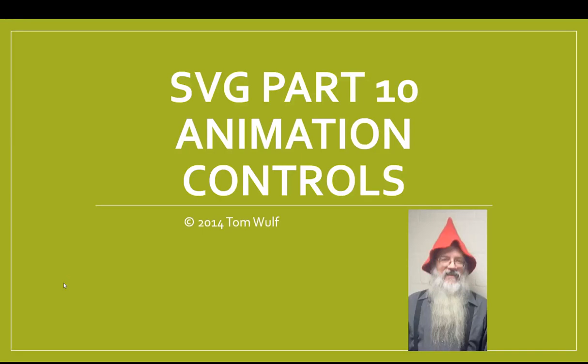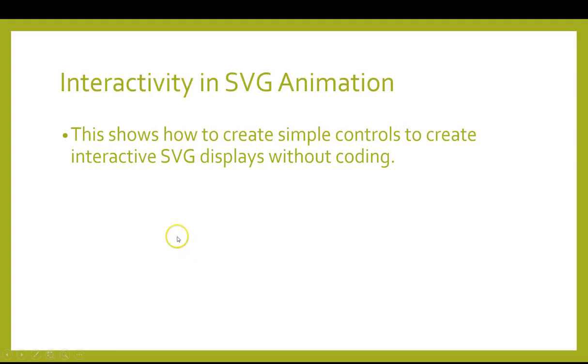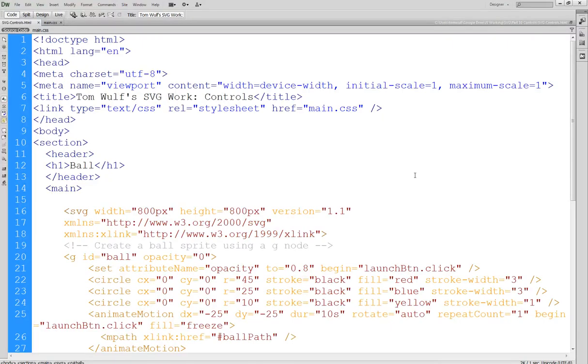So now we're going to look at how we can create simple animation controls in SVG. What's neat about this is you don't need to use any coding. This is part of the declarative SVG. So in this example, I'm going to create a little launcher where you can fire a ball and it'll follow a path, and the user will trigger that by pushing a button, and of course we'll make the button as well. So this isn't horribly complex, but there are a fair number of details.